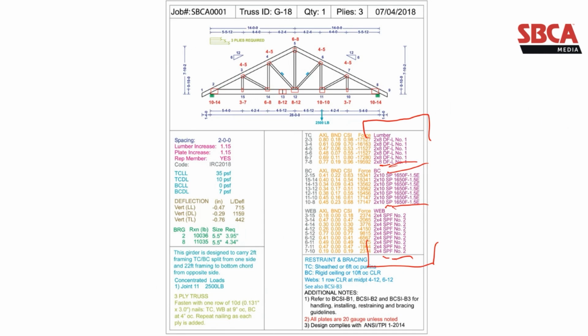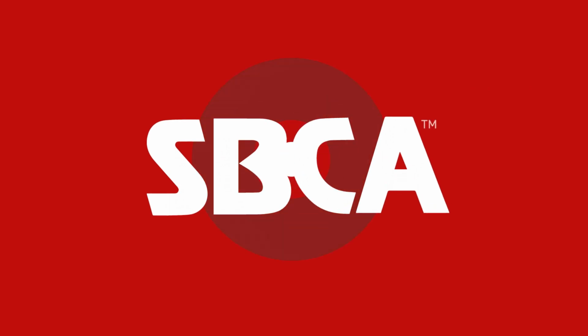We could go on for a very long time as far as specifics of lumber, but I think that gives you the kind of overview within this perspective.